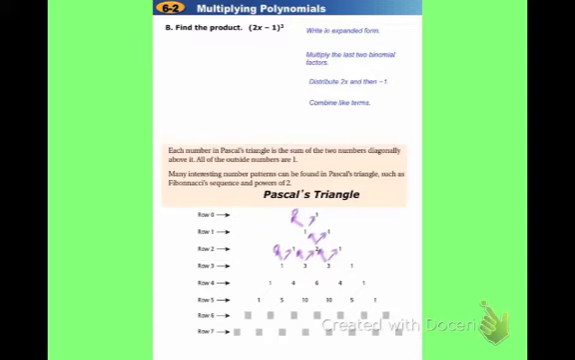Anyway, the pattern continues as you go down. If you look at the next row down, the 4 comes from the 1 and the 3 above it. The 6 comes from the 3 and the 3 above it to the left and to the right. And then again the 4 from the 3 and the 1 above it to the left and to the right. So that pattern continues on and on and on.